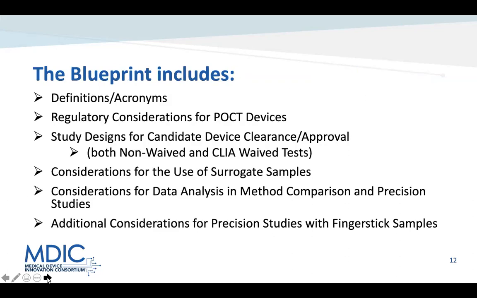In addition to the two performance areas that they're going to talk about in more detail, the blueprint includes definitions and acronyms, regulatory considerations for point of care devices, study designs for candidate devices clearance approval, both for non-waived and CLIA-waived tests, considerations for the use of surrogate samples, considerations for data analysis and method comparison and precision studies, and additional considerations for precision studies with fingerstick samples.